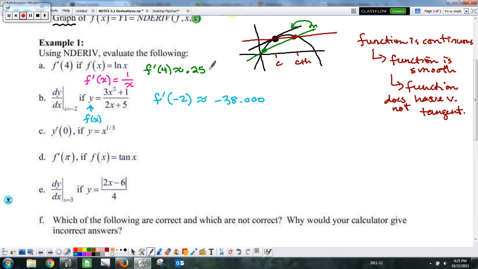Probably up here, since I was doing 3 decimal places, even though I'm 100% sure it's going to be 0.25, but only because I have prior knowledge, on the calculator I would have actually written down 0.250. All right. Now, let's see what the calculator gives us for the cube root right here.